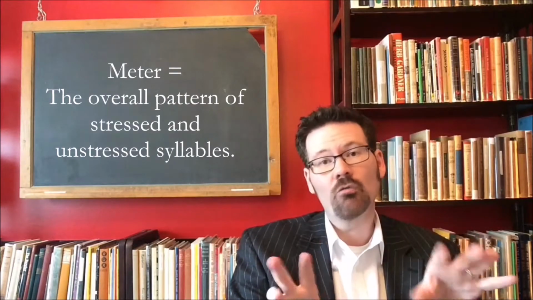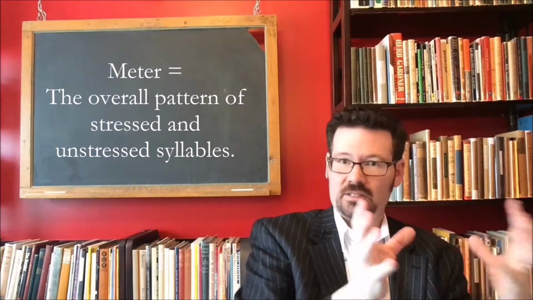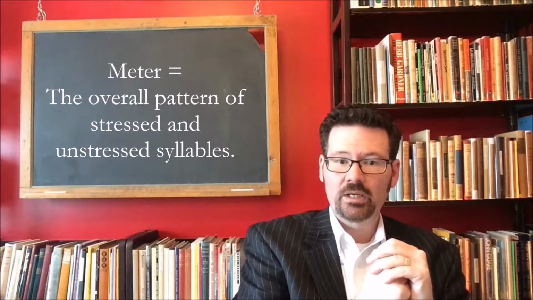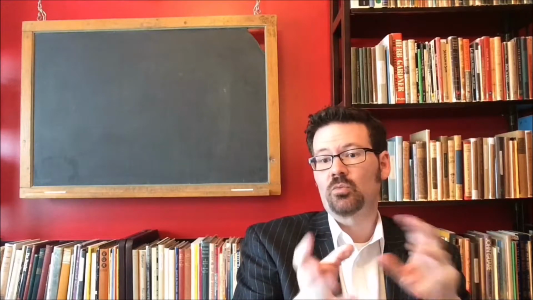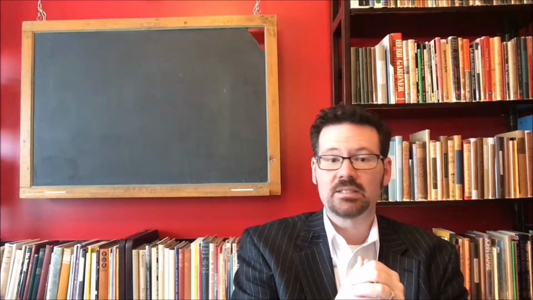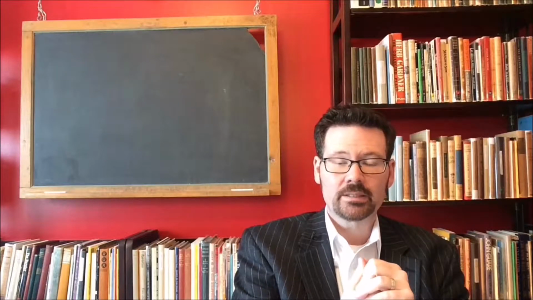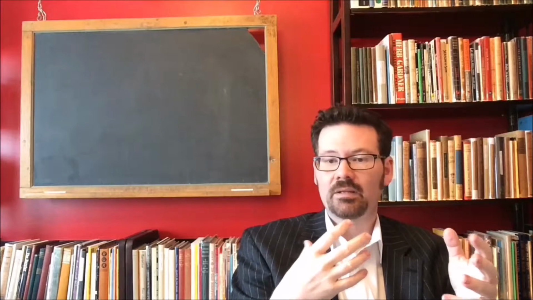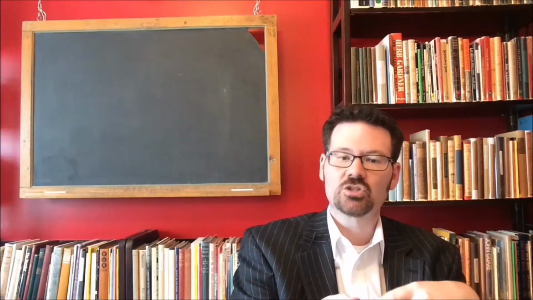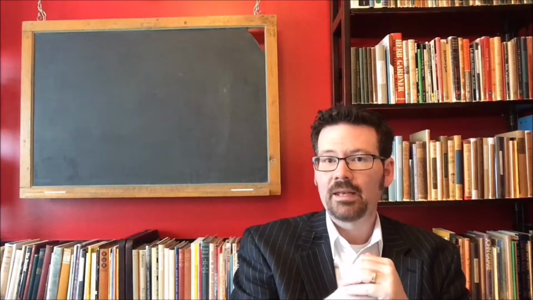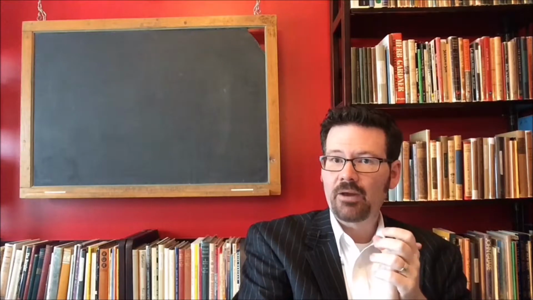Meter, remember, that's that overall pattern of stressed and unstressed syllables. Meter occurs when those stressed and unstressed syllables in the words are arranged in some sort of pattern that is intentional. So when a poet writes in a particular meter, they're essentially counting out the number of stressed syllables and unstressed syllables in each line. And then that pattern just repeats and repeats. Now, each repeat of that pattern, of course, is a foot.